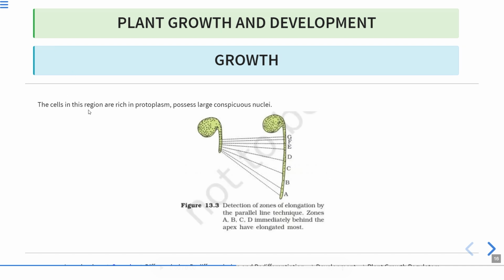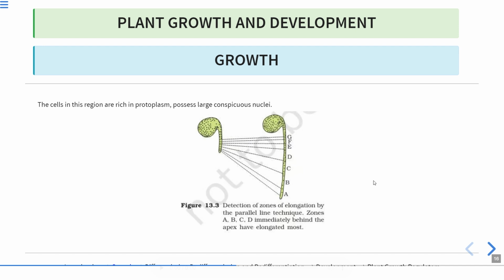The cells in this region are rich in protoplasm and possess large conspicuous nuclei. So you can see this particular region. It was very small earlier. Now you can see this particular region has increased like this.